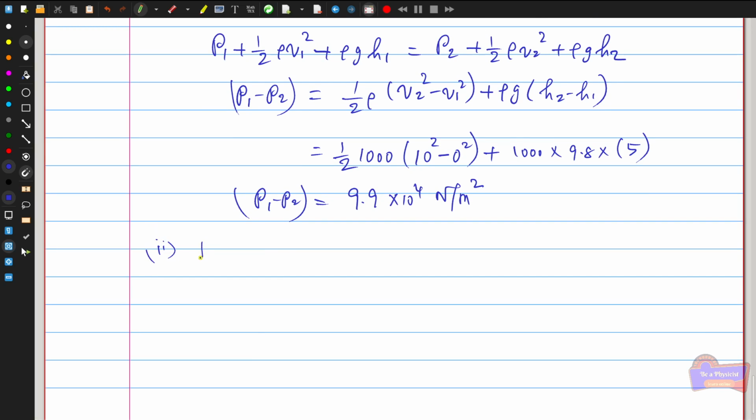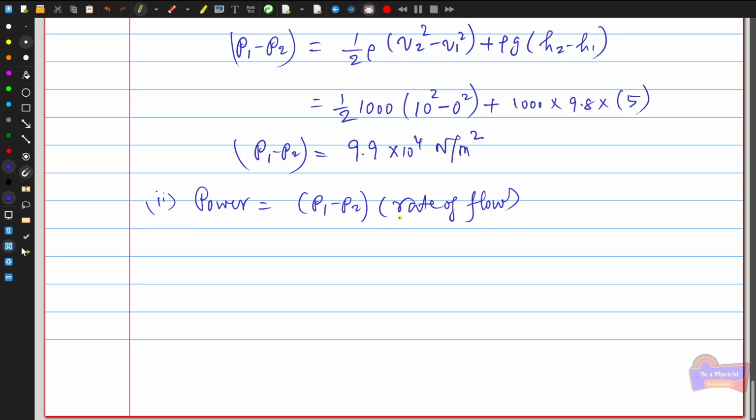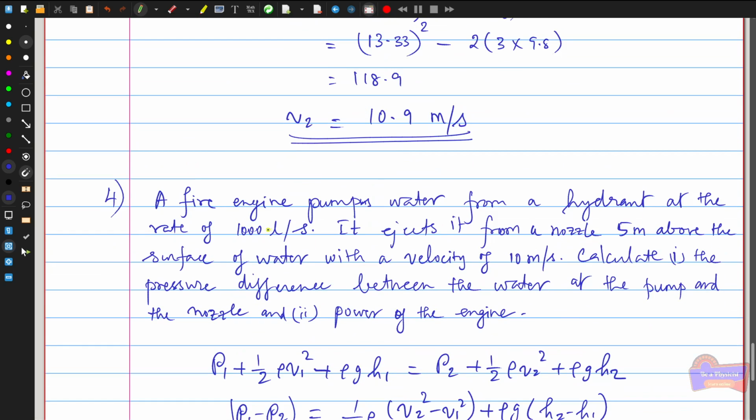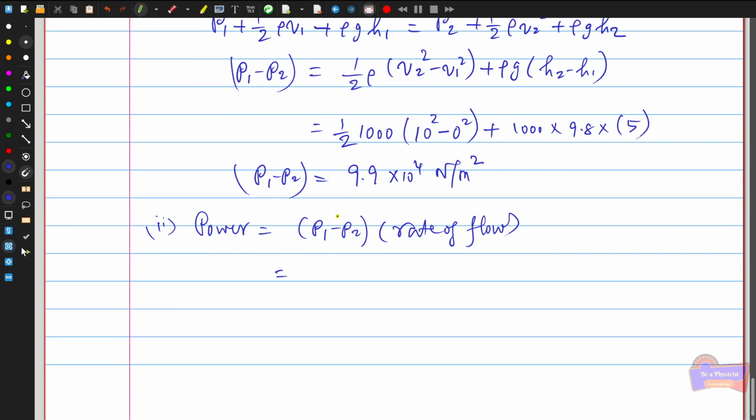Similarly, we can find out the power. The equation for the power is the pressure difference into the rate of flow. The rate of flow is given as 1000 liters per second, which I can write as 1 cubic meter per second. So P1 minus P2, which we calculated as 9.9 into 10 power 4, multiplied by 1 meter cube per second, is equal to 9.9 into 10 power 4 watts. So this is the power of the engine.